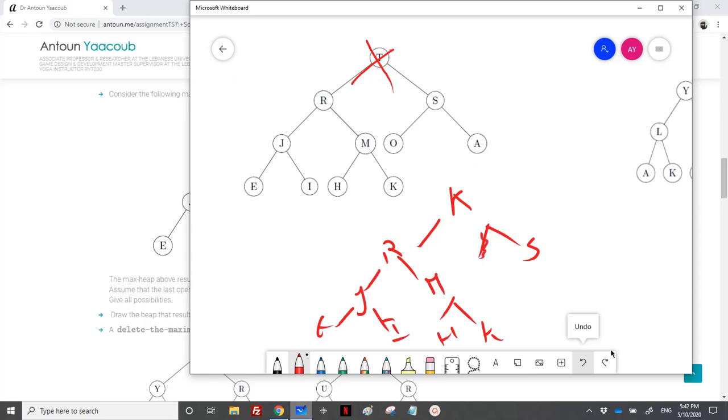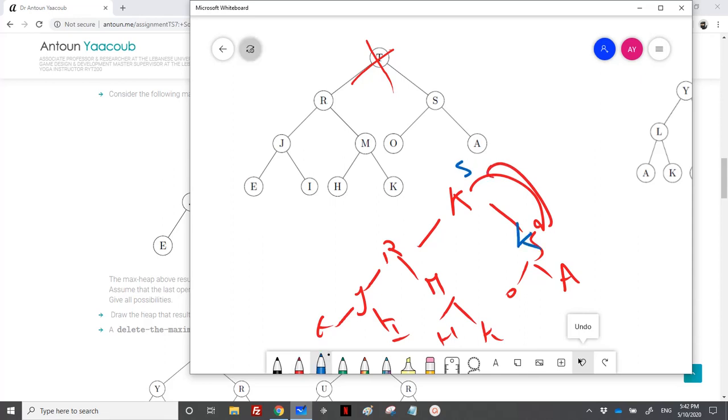There's nothing here. In k's place, I should find the maximum. The maximum is s. So I will exchange the two: s will be here and k will be here. Then I will also check if k is the maximum between a and o. No, o is the maximum. So I will exchange these also. So we have o here and k here. And now we have a max heap.